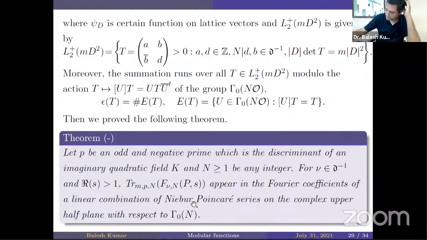Yeah, so therefore level n goes to level n, and this somehow gives a certain connection in the spirit of Doi-Naganuma lifting, that level n goes to level n and level d with character chi_d goes to level 1. So this is the result that we have proven in this direction, connecting modular functions on three-dimensional hyperbolic space and modular functions on the complex upper half plane.